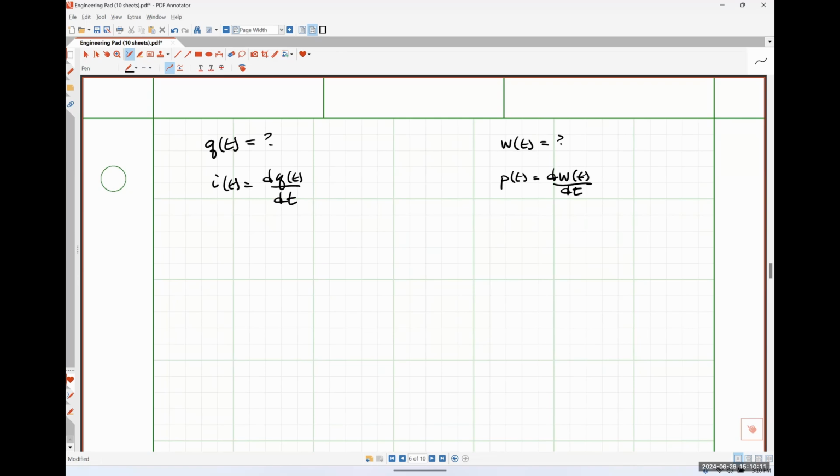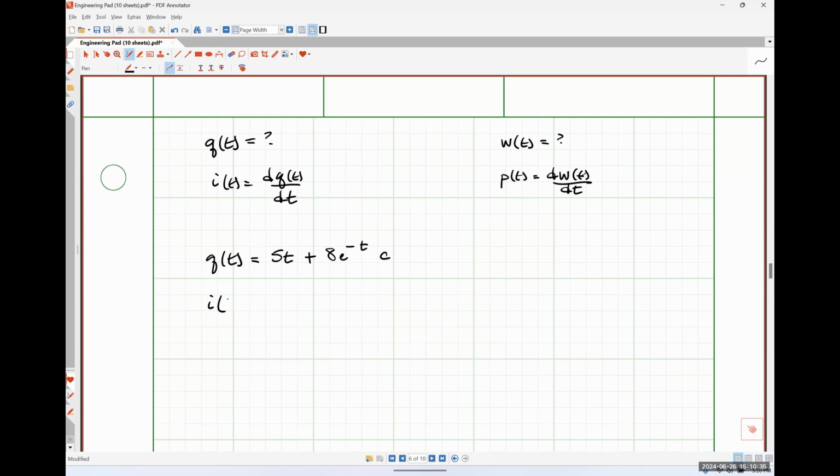So let's say, just for the sake of argument, that we have a charge of 5t plus 8e to the negative t coulombs flowing through some particular element. So our current would then be 5 minus 8e to the negative t amps, because 5 minus 8e to the negative t is the derivative of q of t.